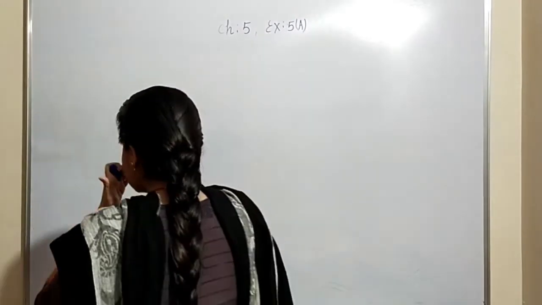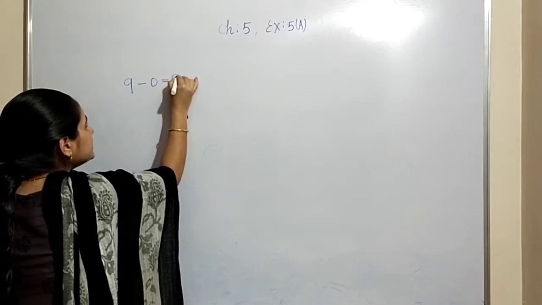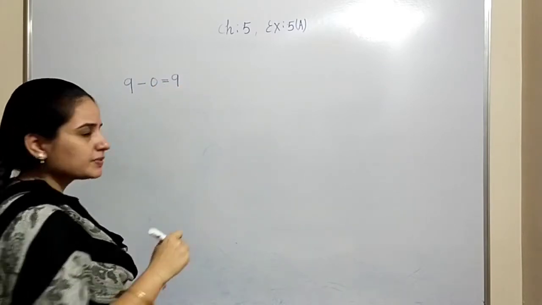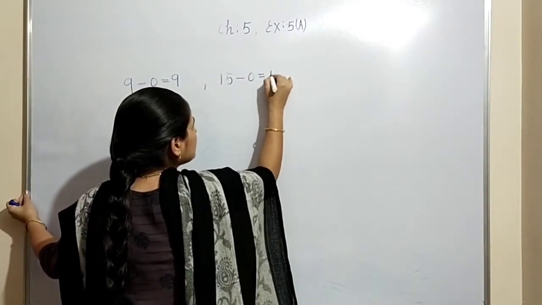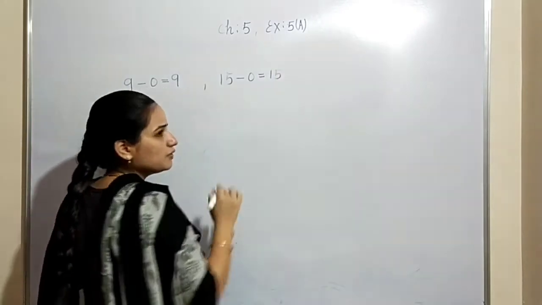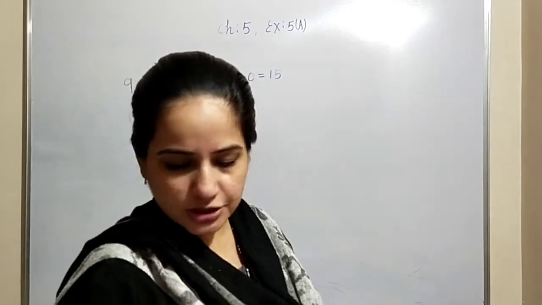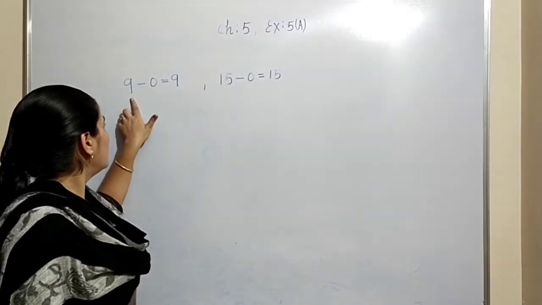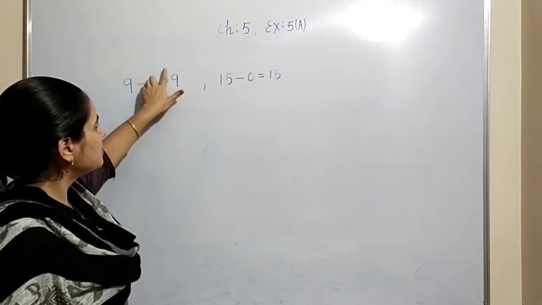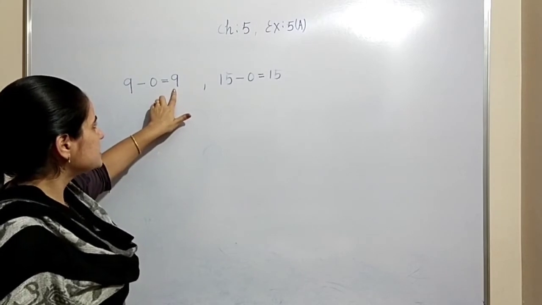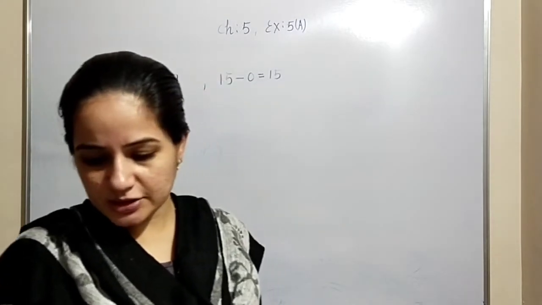See, if we subtract 0 from any number, then we get the same number as the answer. For example, if I am subtracting 0 from 15, then the answer will be the number itself, that is 15. So this is property number 1 regarding subtraction. When 0 is subtracted from any number, the answer is that number only. The answer is the number itself.